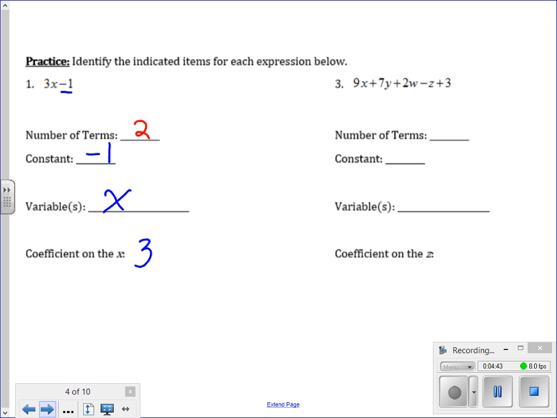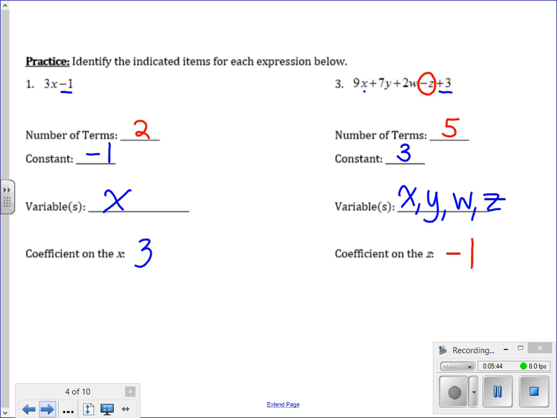And the coefficient that is on the x term is 3. That's the number right in front of the x. In the second example, which is number 3, we have the expression 9x plus 7y plus 2w minus z plus 3. First, the number of terms. Let's see, I'm going to separate all these plus and minus signs here and count up how many terms there are. There's 1, 2, 3, 4, 5 terms. Now let's see if we can identify the constant. The constant is the number by itself, which here is 3. The variables are the letters, and there happens to be more than one this time. There's an x, a y, a w, and a z. This time, the coefficient we're looking for is the coefficient on the z term. Well, that number that's right in front of z is negative 1.